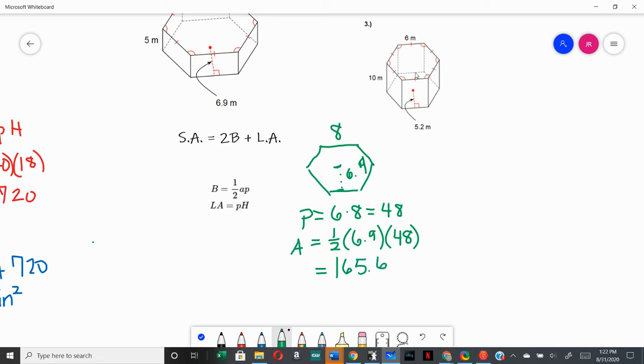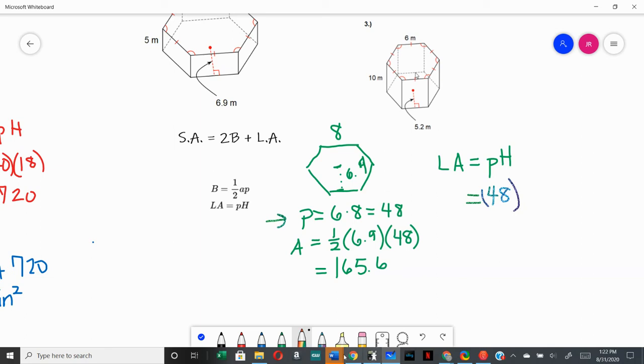All right, so now I need to find the lateral area and the total surface area. So let's find the lateral area first. Lateral area is the perimeter times the height. Okay, again, what's the perimeter? We figured out the perimeter in this little bit right here. Perimeter is right here. It's 48.